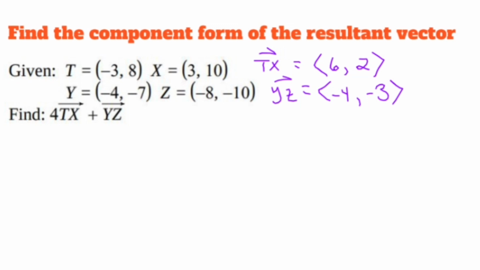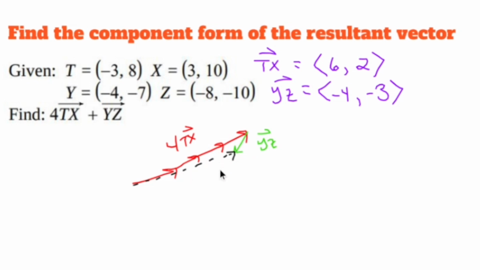Now, what we're doing here by adding these two up is TX is 6, 2, which means it looks something like this. So if I take 4 of them, 1, 2, 3, 4, and then if I were to go from there, so this is 4TX, if I were to go from there and go in the direction of YZ, which is -4, -3, go here, so this is YZ. Again, my picture is not going to be perfect. What's the resultant vector if I just went from the very beginning to the very end?